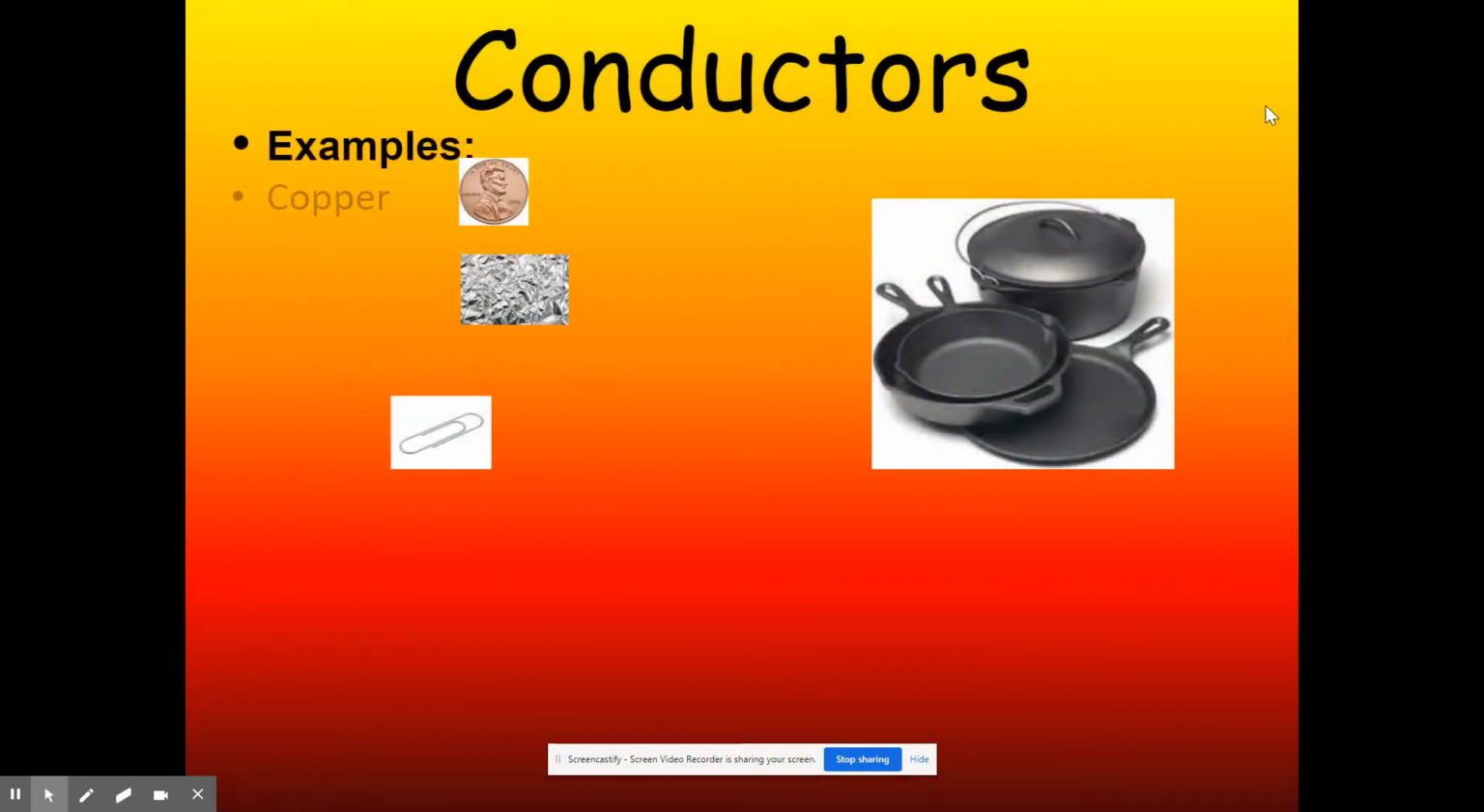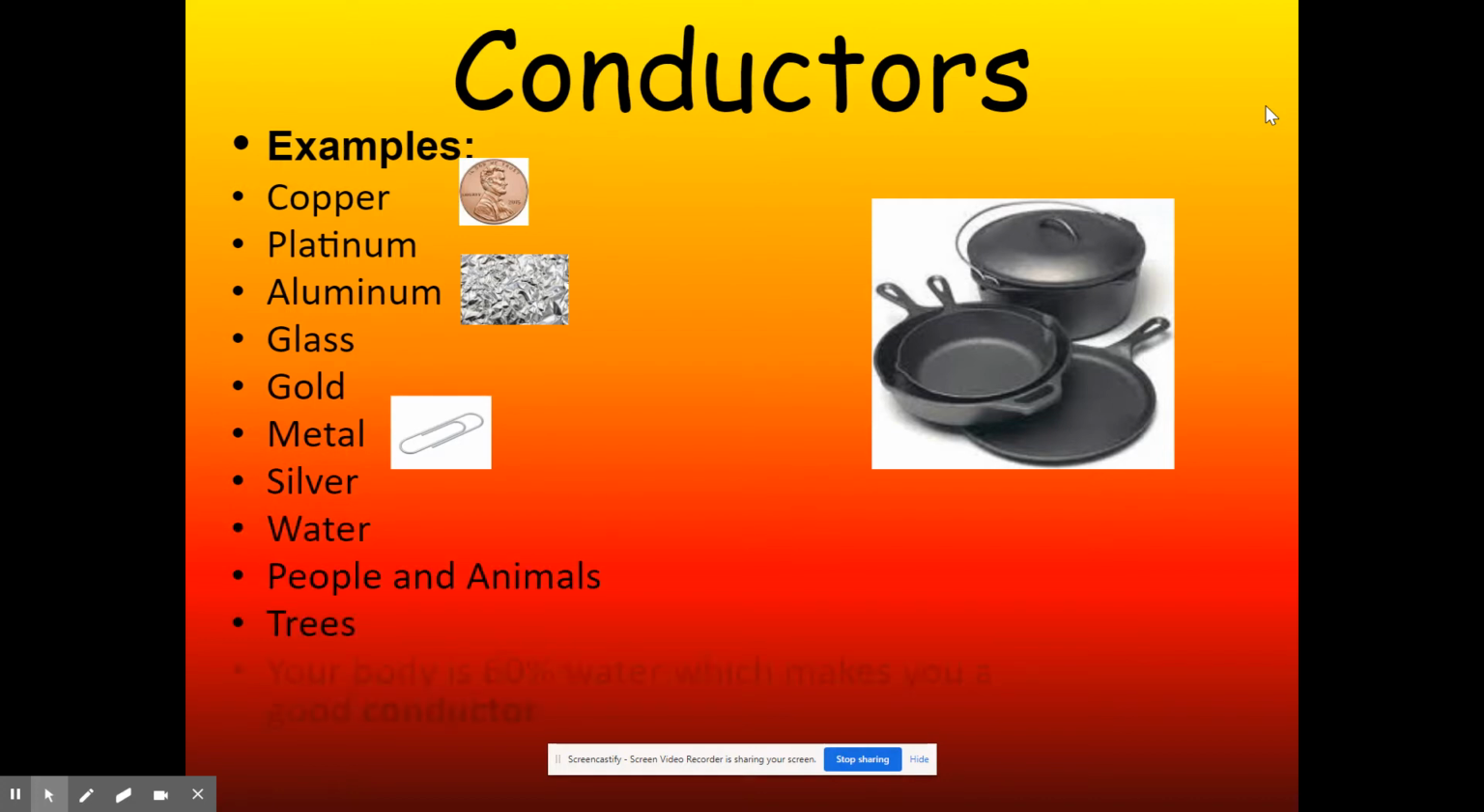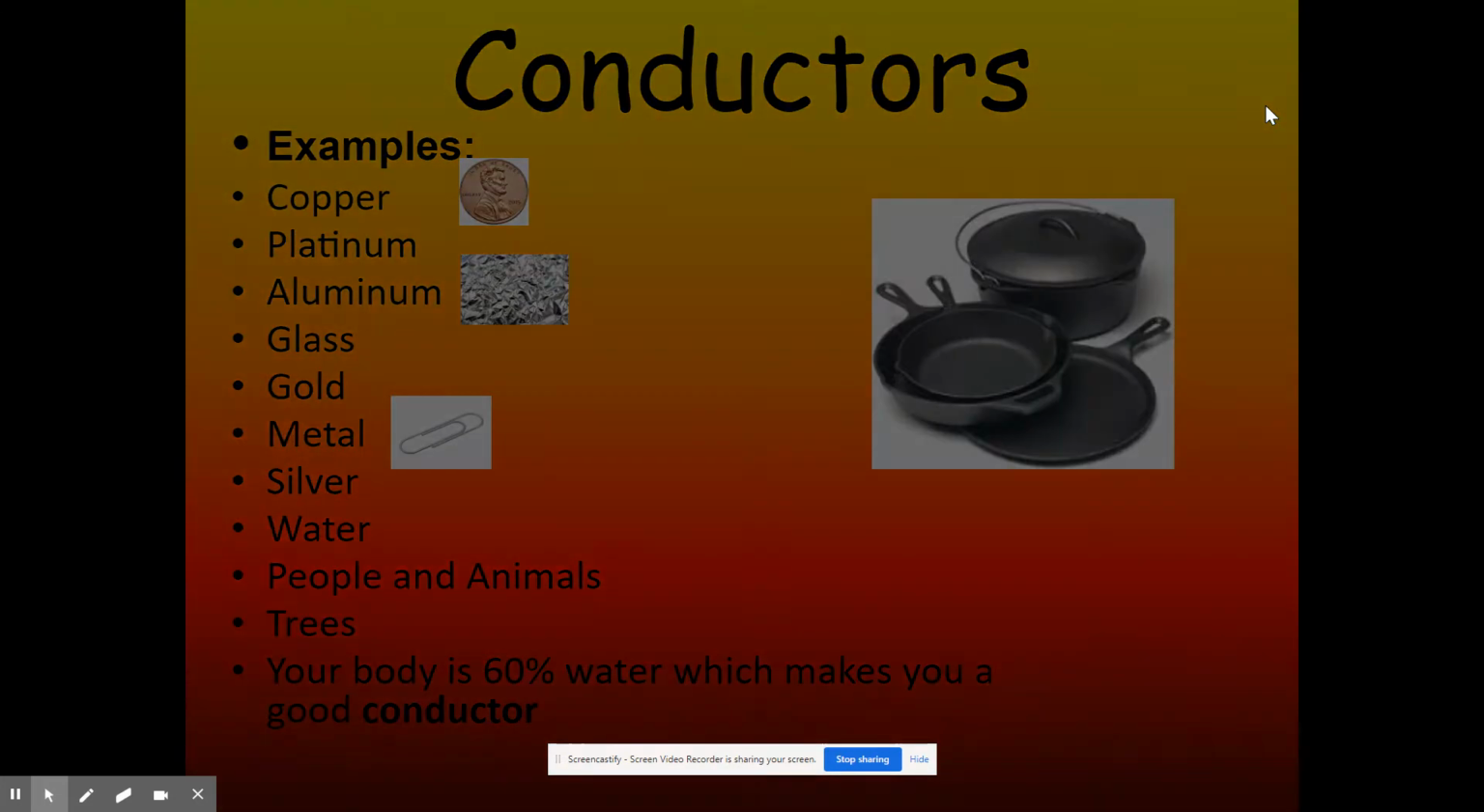So some examples of conductors, and you should see pretty quickly that most of the examples are a type of metal. Copper, platinum, aluminum, or if you're British, aluminium. Glass, metal, or I'm sorry, I said metal, but most of those are examples of metals. People and animals are good conductors of electricity and heat because we have a huge amount of water in our bodies, and this allows for the easy transfer of heat or electricity.